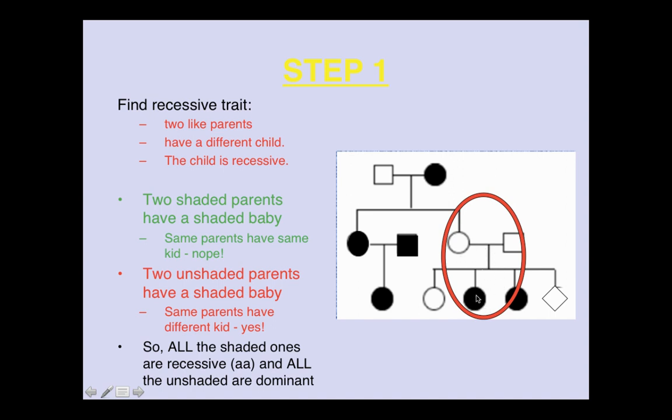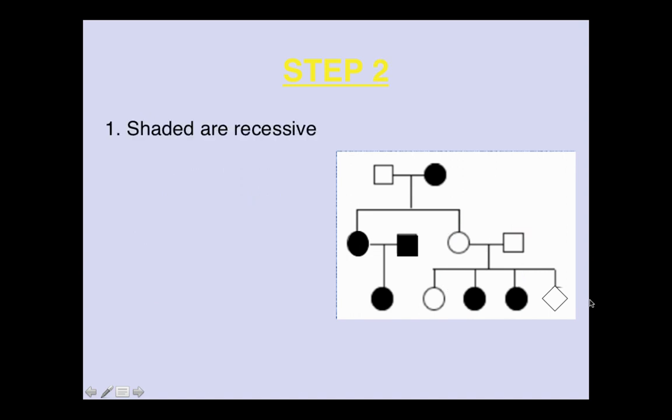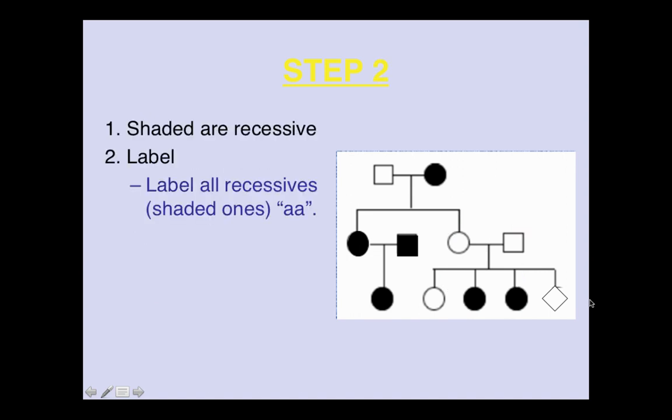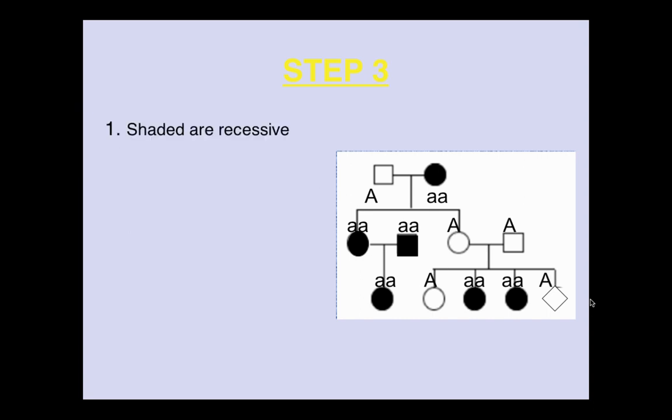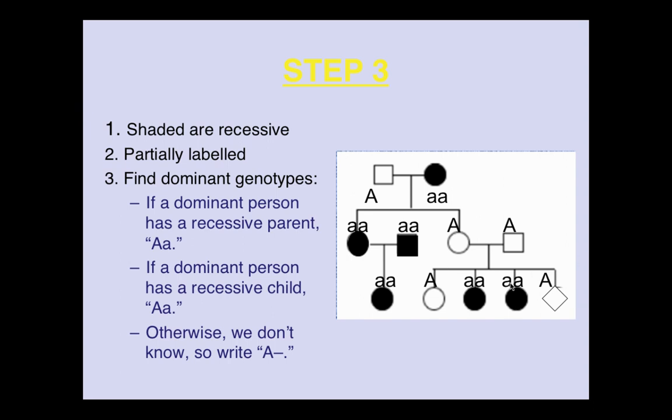So that one thing is telling you so much. It tells you that the kid is recessive, so all the shaded ones are recessive, all of them, and all of the unshaded are dominant. Let's label, that's on the next page. And so label all the recessive, little a, label all the dominant ones with one big A. Okay? So now we just have to get down to the nitty-gritty. That's the third step. We've done the shaded, we've done the partially labeled, and now we're going to find those dominant genotypes.